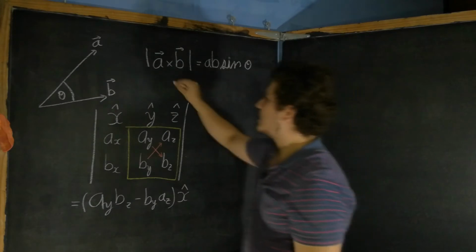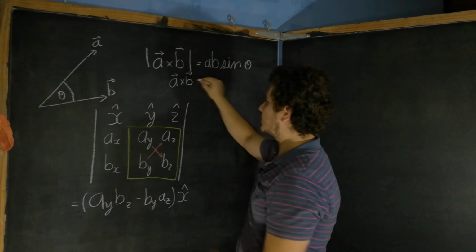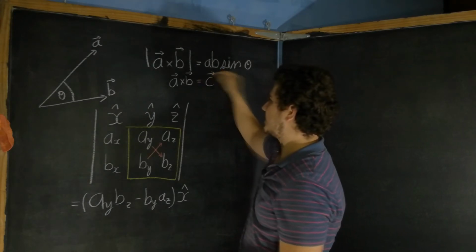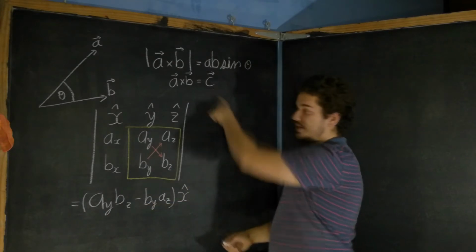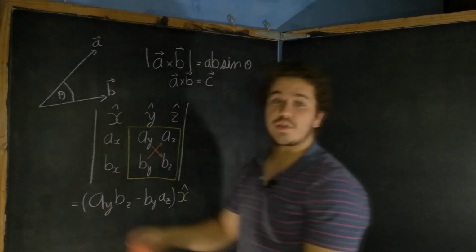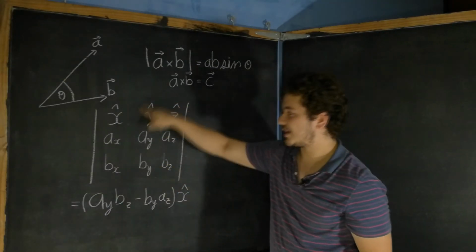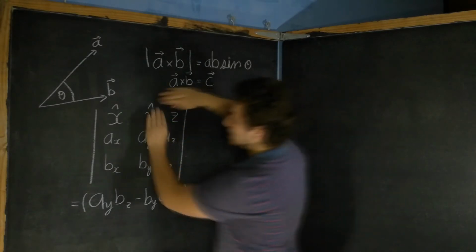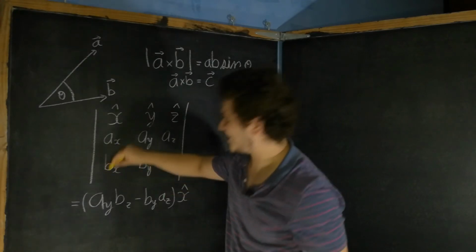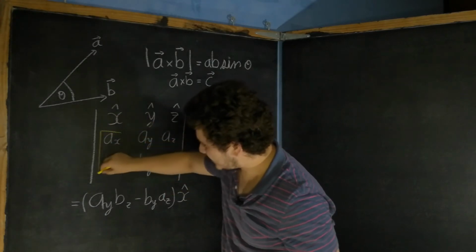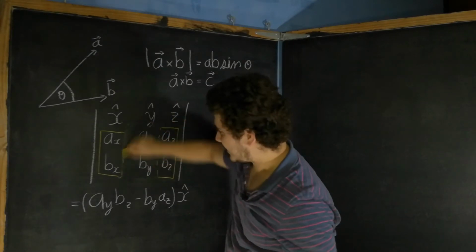Let's say a cross b is equal to a new vector c. So this will be the new x component of our vector c. Now we do exactly the same for the other two components. So now we do it for the second term, the y term. And this time we cross this out and we will have this mini matrix. This will be the first two terms and this will be the last two terms, and it doesn't include this.